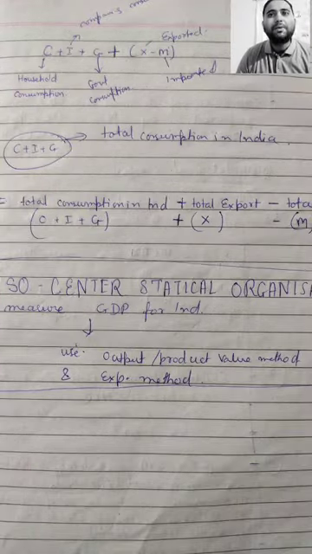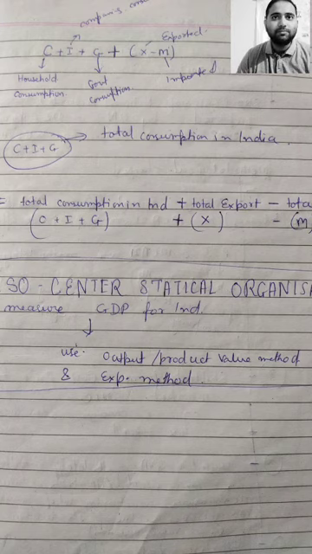Now when I say C plus I plus G plus X minus M, as you can see on the screen, C is for household consumption. Household consumption, that is consumption by Indian people.